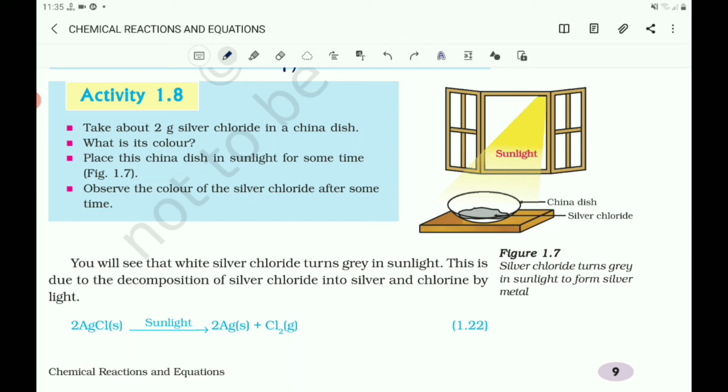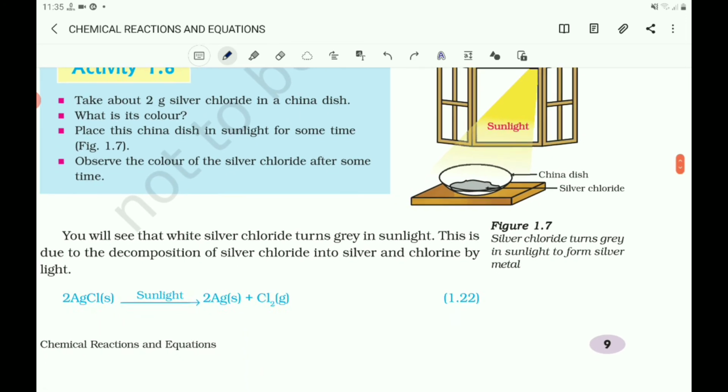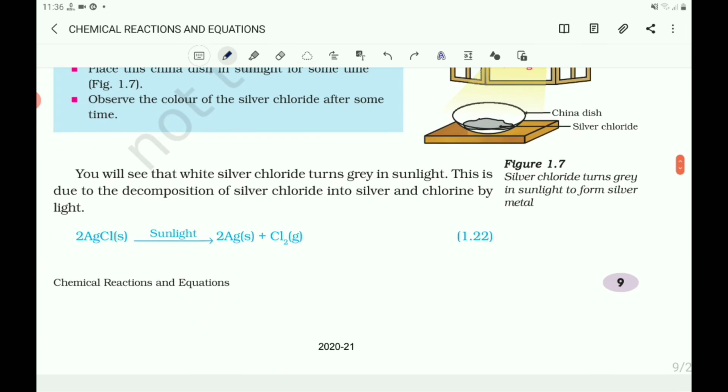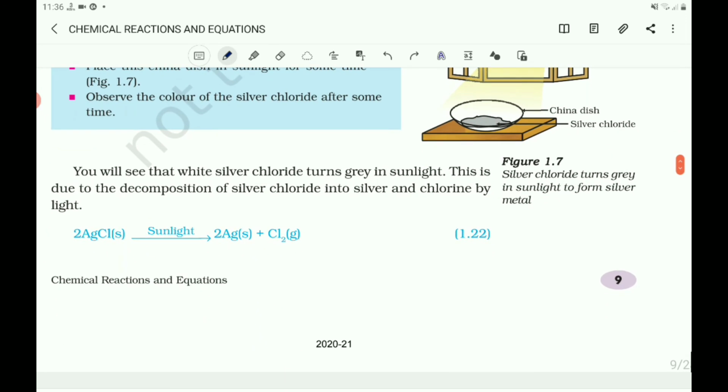So it is called light decomposition. That is, silver chloride when exposed to sunlight turns grey. This is due to decomposition of silver chloride into grey silver and chlorine in the presence of light. So this happens due to absorption of light energy. Such reactions are used in photography, and this is one of the applications of the decomposition due to presence of sunlight, which is applied in the photography.